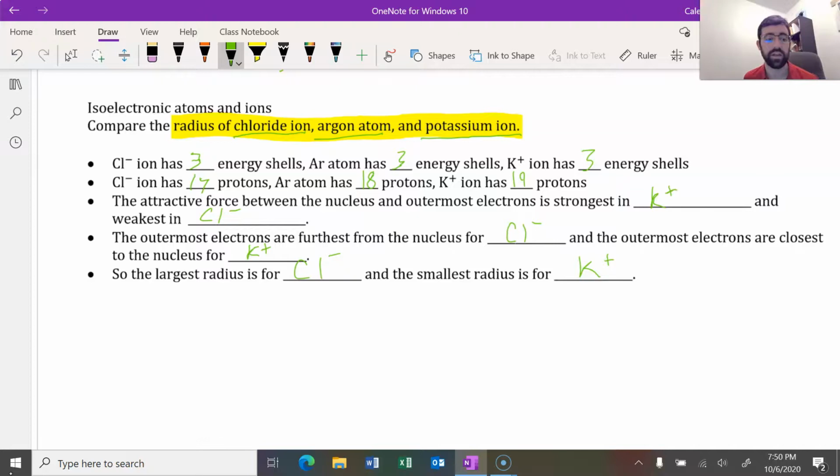Again, it's because having more protons pulls that electron cloud in closer with a stronger attraction to the nucleus.